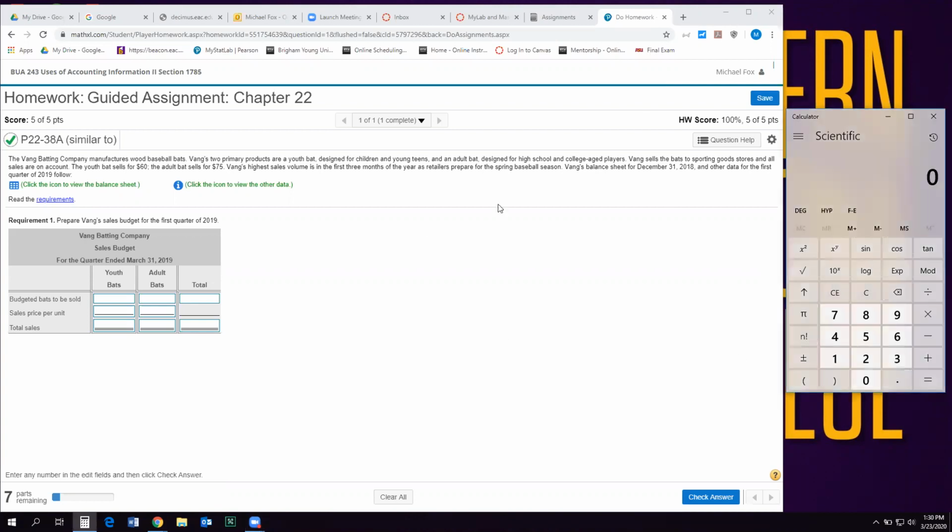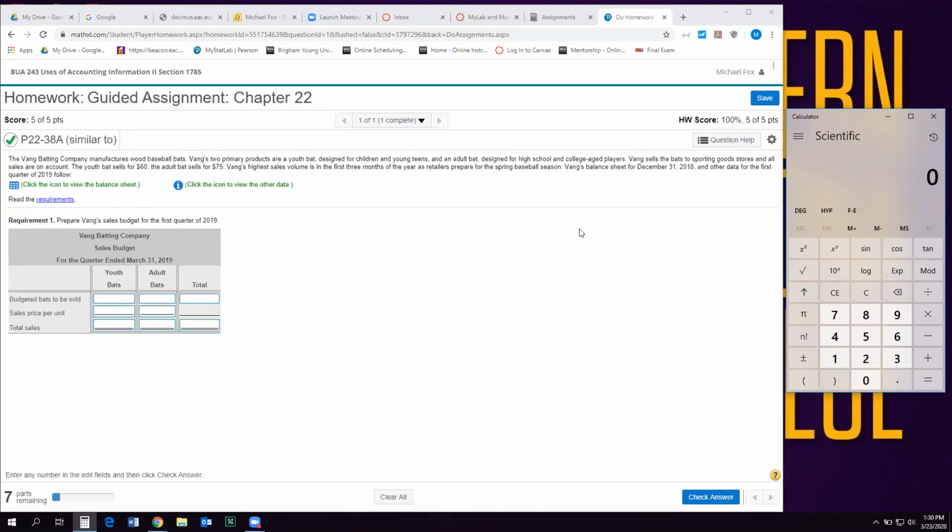Anyway, we're going to be doing all of these budgets for this company, the Vang, I don't know how you say it, batting company. They make wooden baseball bats. They have two primary products, a youth bat and an adult bat. They sell the bats to sporting goods stores on account. Youth bats sell for 60, adult bats sell for 75.